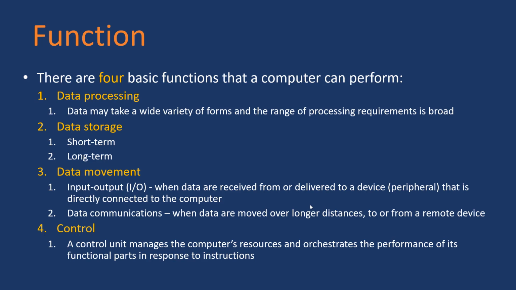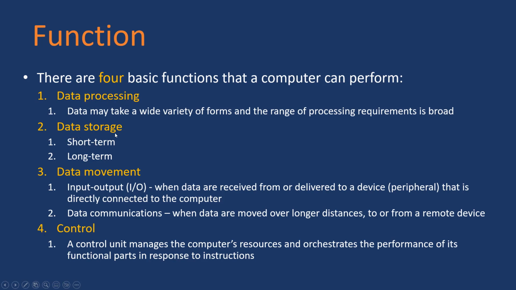For function, we are going to focus on the top layer. There are four basic functions that a computer can perform. The first one is data processing. Data may take a wide variety of forms, and the range of processing requirements is broad. For example, you have big data, image data, audio and video data. From the top level, you view it as a chunk of application data. But in different layers, they have binary, data frames, and data packets that are separated into the different layers. But it is always considered data processing.